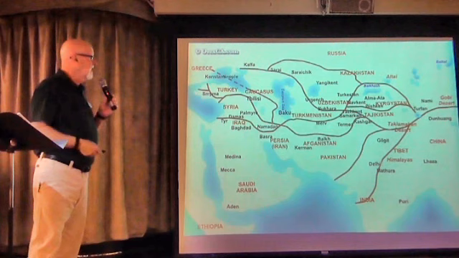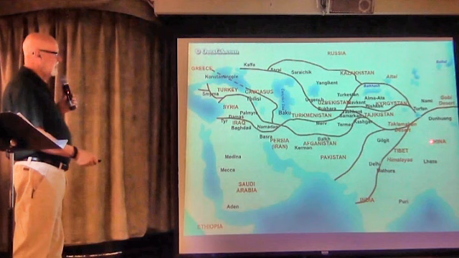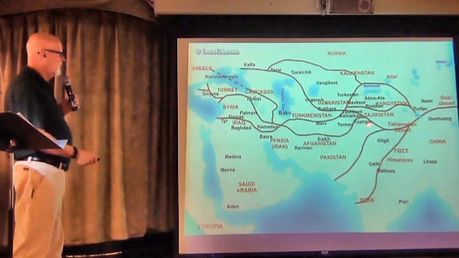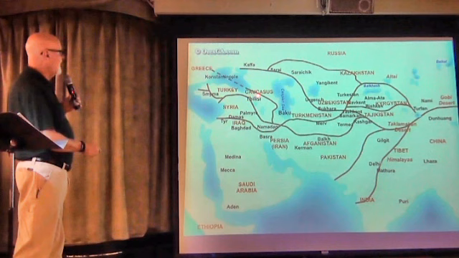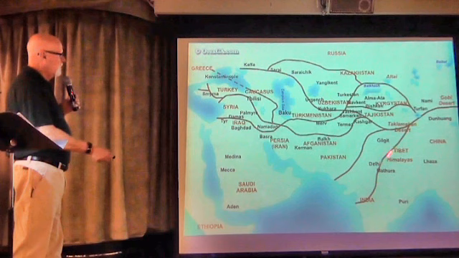This shows you some of the modern nations that were affected by this. China, of course, Kyrgyzstan, Tajikistan, Uzbekistan, Kazakhstan, southern part of Russia, Pakistan, Afghanistan, what was then Persia, now is Iran, Iraq, Turkey, the Caucasus area of Russia, Greece, all of these were part of this route. And you can actually travel the Silk Road routes.